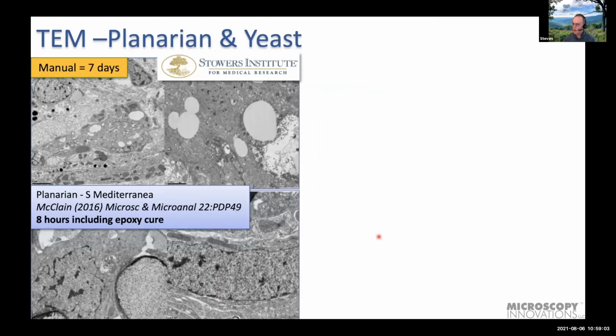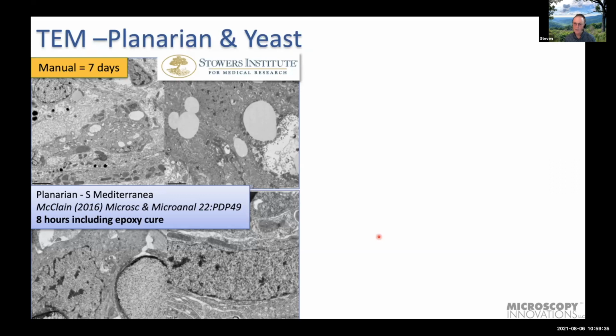So the first published demonstration of rapid tissue preparation with the ASP was by Melania McLean at the Stowers Institute for Medical Research. She wanted to accelerate the slow 7-day manual protocol they used to prepare planarian flatworms. In this study, she sped this week-long protocol by employing extremely fast ASP agitation to create an 8-hour protocol, which actually included fast epoxy curing, and as shown here, achieved comparable results with the 7-day protocol.